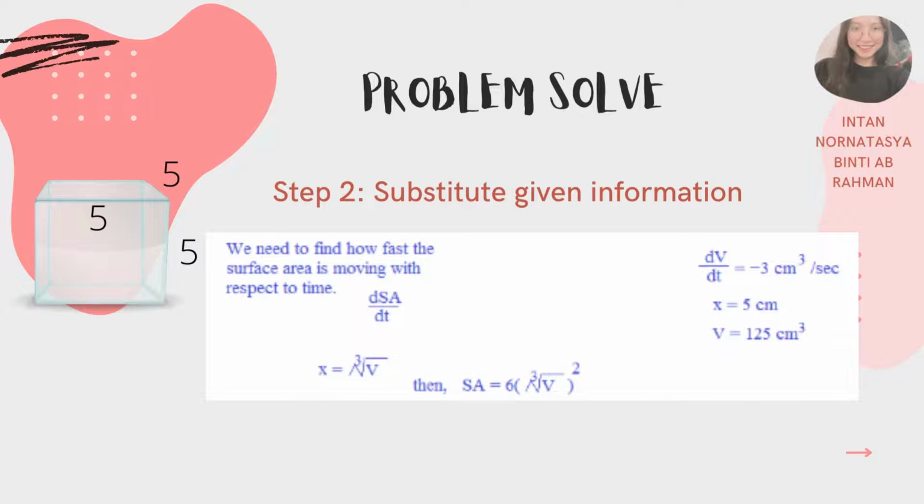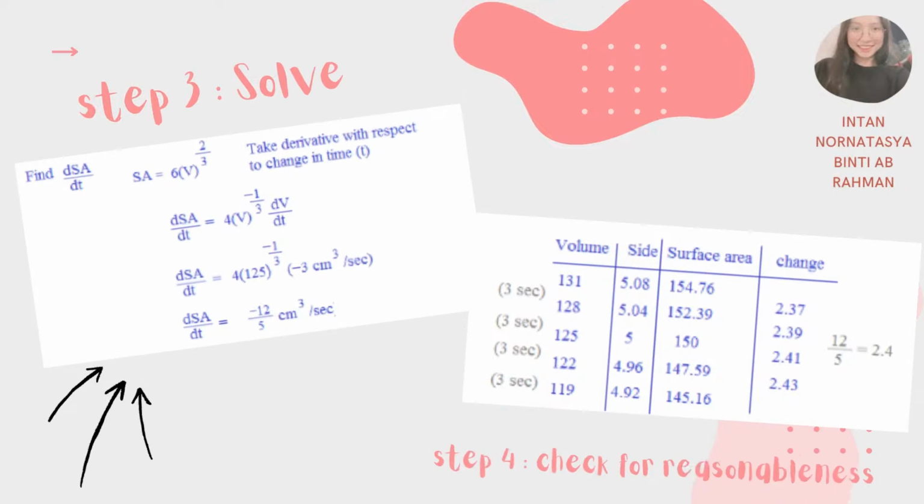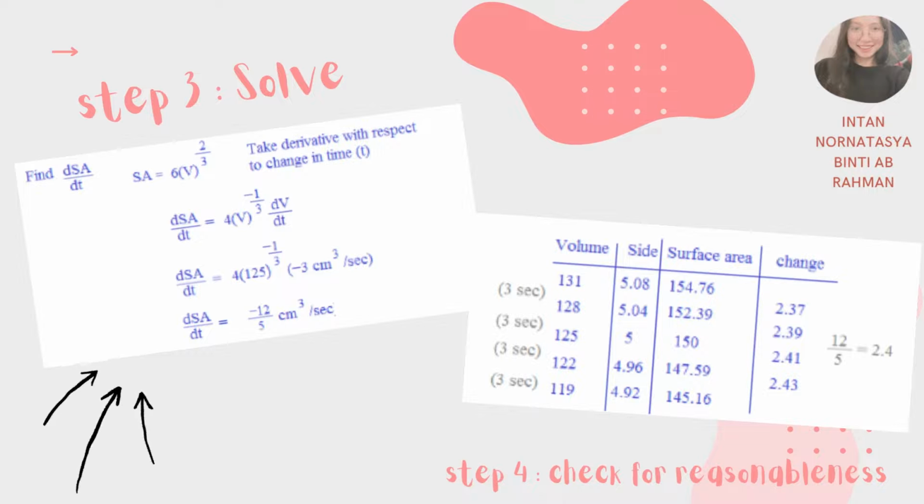Next step, which is to substitute the given information. We need to find how fast the surface area is changing with respect to time. So we already have the volume decreasing at 3 cm³ per second, x equals 5 cm, and the volume is 125 cm³. So we substitute x equals the cube root of V, then we get SA equals 6 times the cube root of V squared. To solve the problem, we need to find dSA over dt, where SA equals 6V to the power of 2 over 3.